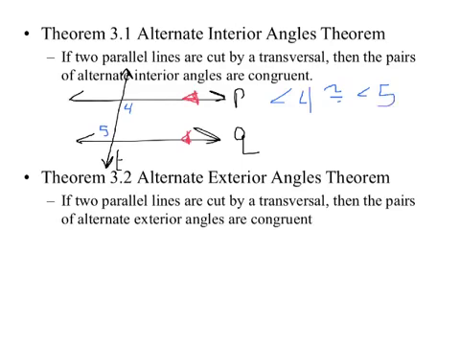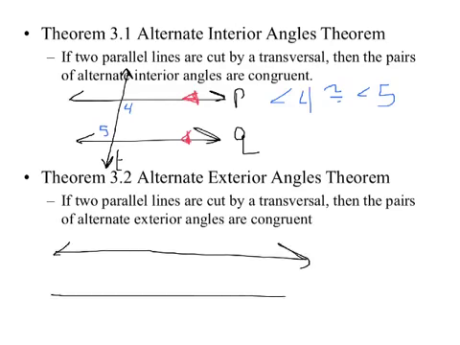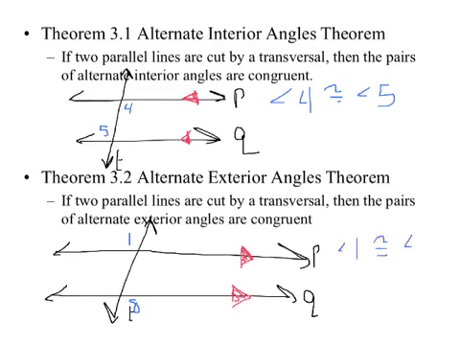Theorem 3.2, alternate exterior angles theorem. If two parallel lines are cut by a transversal, then the pairs of alternate exterior angles are congruent. P, Q, T. And we have angles 1 and 8. And those are in the alternate exterior position, and they are congruent.